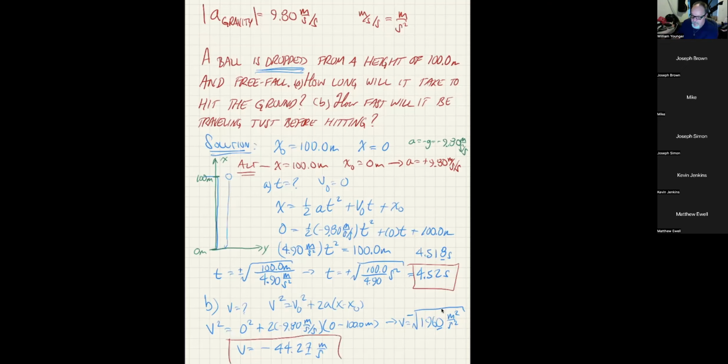So that's my answer. And I had to make it negative, of course, because it's going downward. And these are actual vector quantities, velocities, and stuff like that. So does anybody have any questions on that?